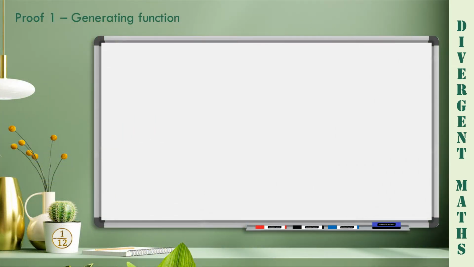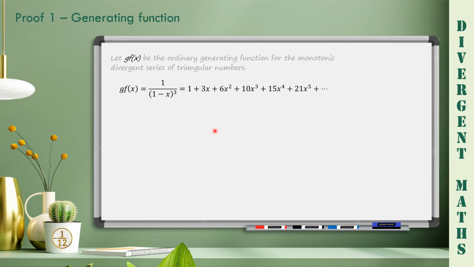Proof number 1, generating function. So let GF, G and F for generating function, be the ordinary generating function for the monotonic divergent series of triangular numbers. So the formula is as follows. The generating function, the ordinary one, is 1 over (1 minus x) to the cube, which expands in the form of 1 plus 3x plus 6x squared plus 10x cubed plus 15x to the 4th, etc.